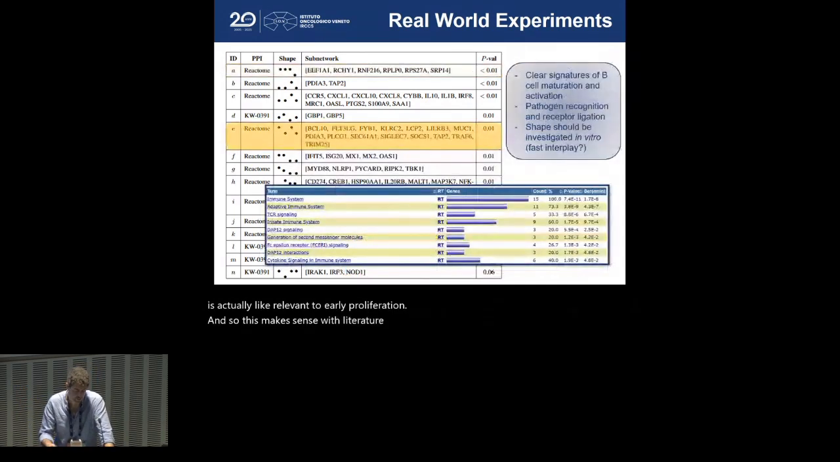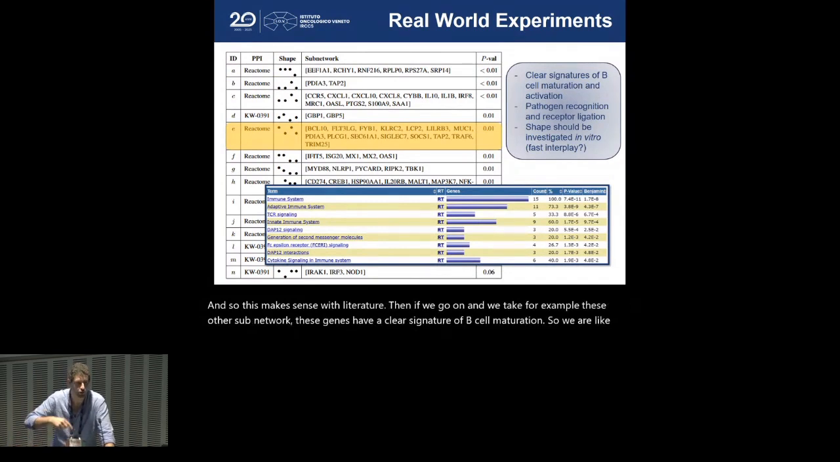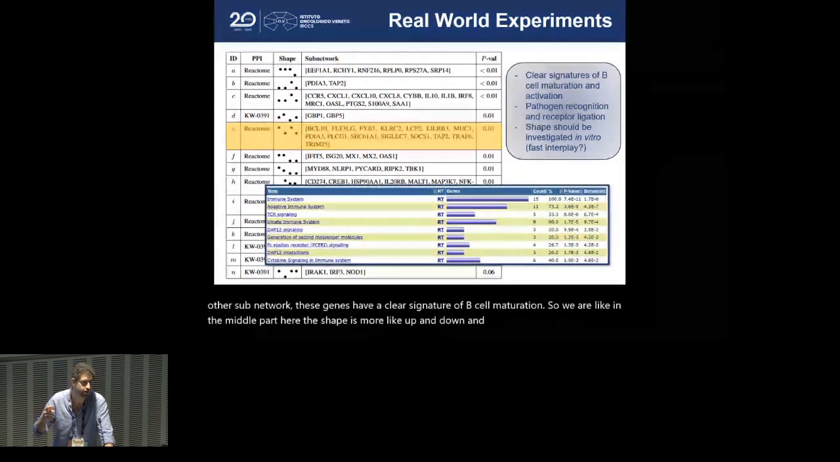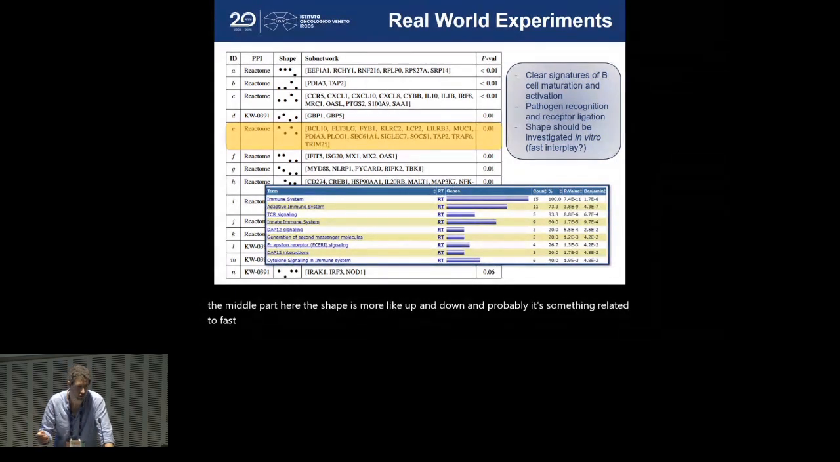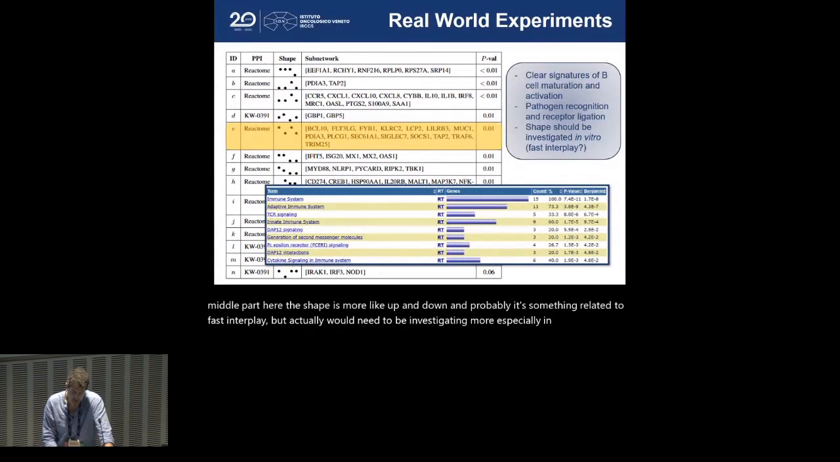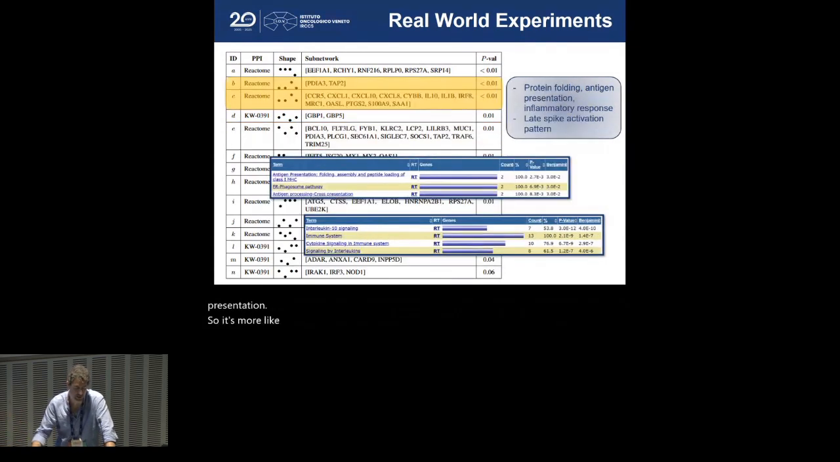Then if we go on and take, for example, this other subnetwork, these genes have a clear signature of B cell maturation. So we are in the middle part. Here the shape is more like up and down, and probably it's something related to fast interplay, but it would actually need to be investigated more, especially in vitro. And then if we take a look at these two, this is more related to protein folding and antigen presentation. So it's more like a late spike, as we see with the shape. So it's also consistent with literature.